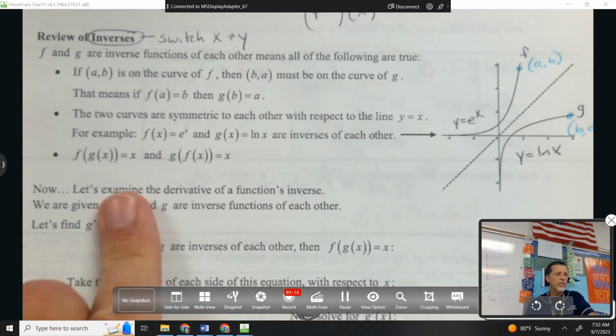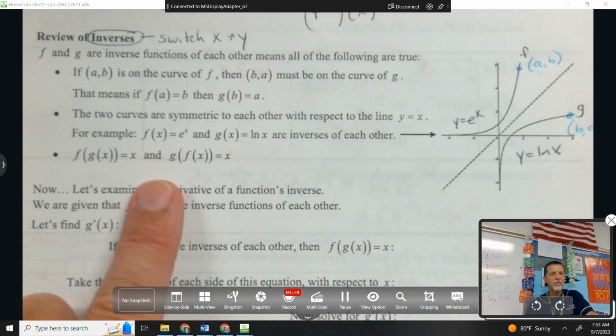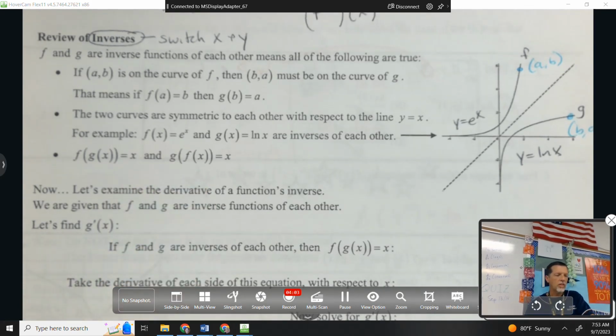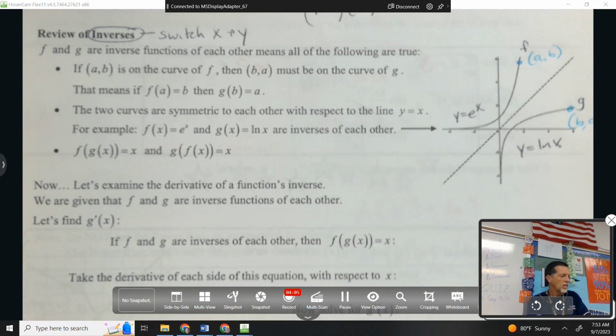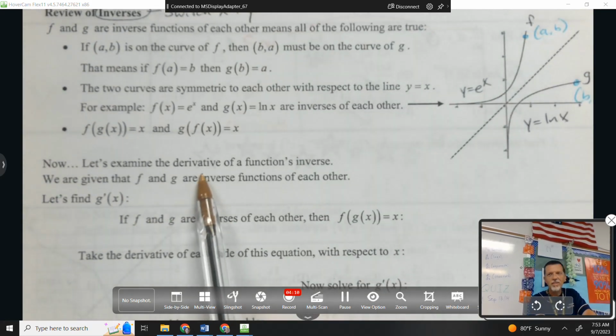And then lastly, this is from algebra and pre-cal. We would make you do this. Like show that f and g are inverses of each other. F of g of x equals x and g of f of x equals x. They undo each other. Okay, we're still doing algebra. That's still not calculus yet.